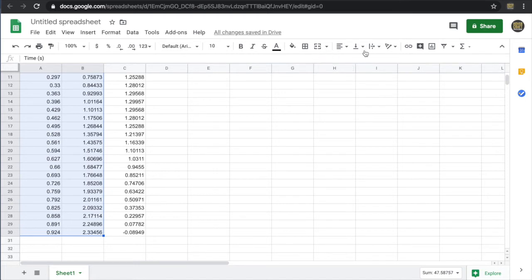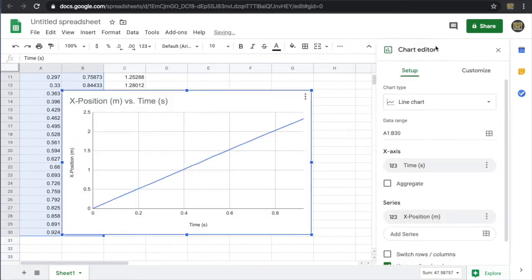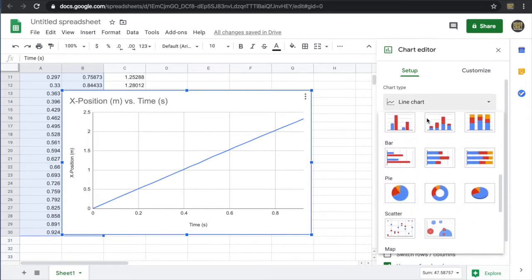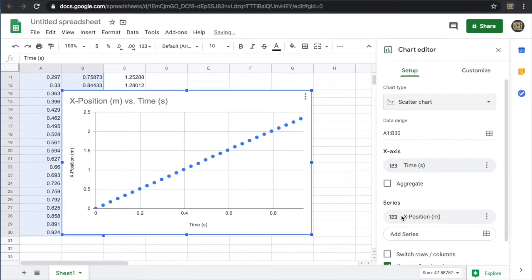So I'll go here to the Insert Chart button and click it. It may try to make a line chart. I really want to see it as a scatter plot. So I'm going to scroll down to scatter plot, and there I have my plot. The first thing that jumps out at me is that the horizontal position versus time graph is linear. So I'll leave it to you to decide what you can conclude from that.